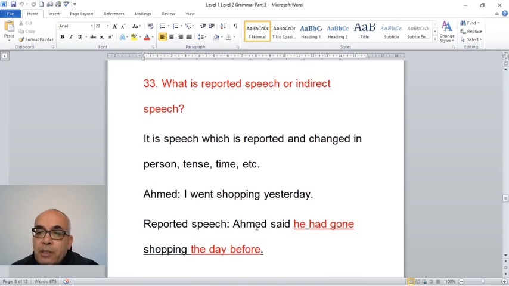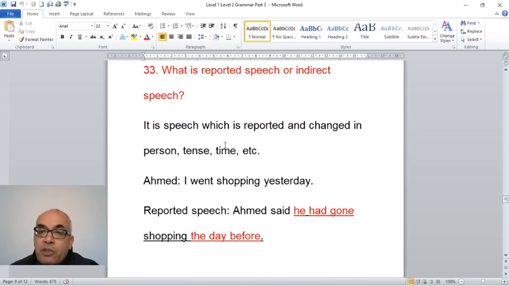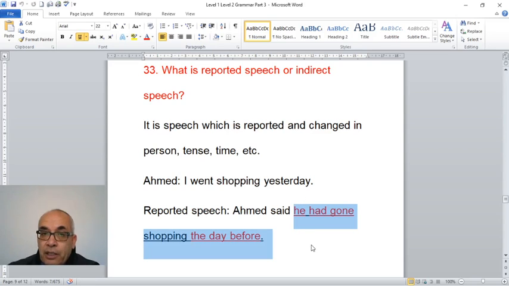What is reported speech? It is speech which is reported and changed in person, time, and tense. Let's say, I went shopping yesterday. We have a person called Ahmed, and Ahmed said, I went shopping yesterday. So I am going to report what Ahmed said. This is the reported speech. I underlined it for you. Sometimes we call it indirect speech.